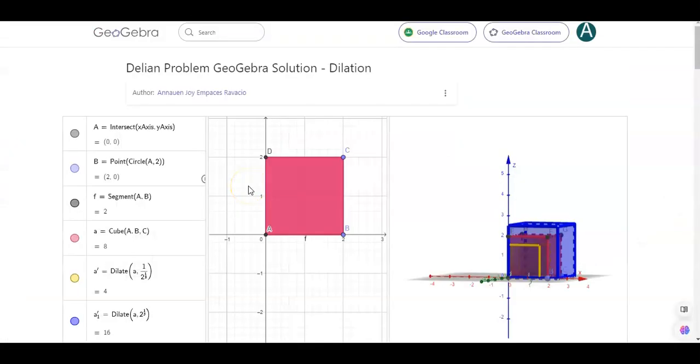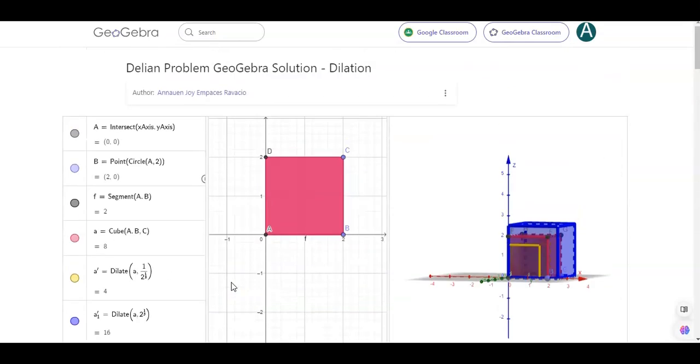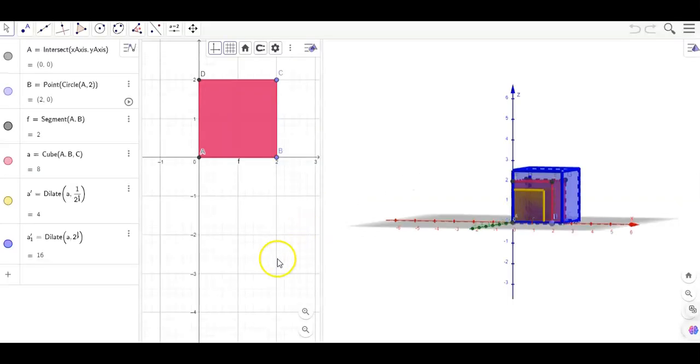This completes the 4th video, and I encourage everyone to recreate the GeoGebra applet and answer the questions in this GeoGebra applet. So please don't forget to open an app like this and follow the instructions in the questions below.